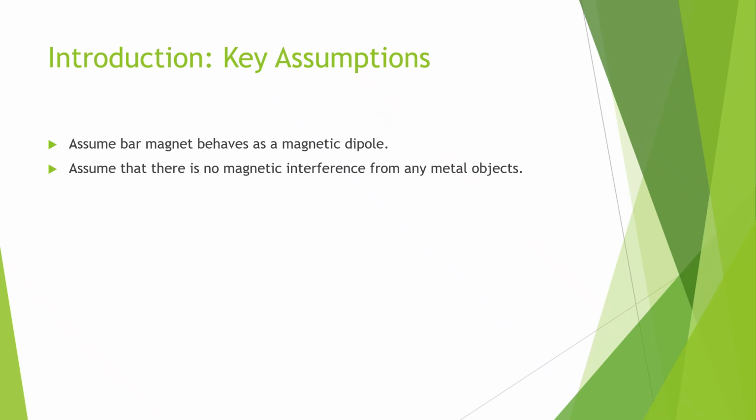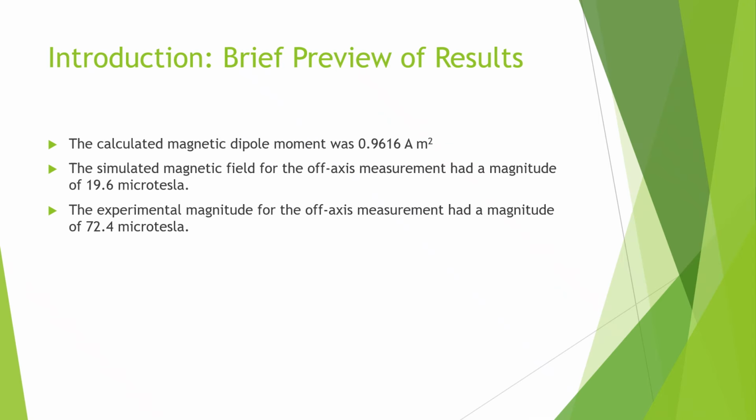Several key assumptions we are making are that the bar magnet behaves as a magnetic dipole and that there is little to no magnetic interference from any metal objects nearby.